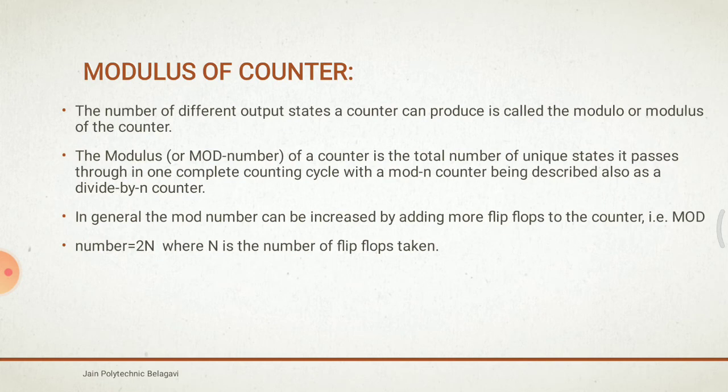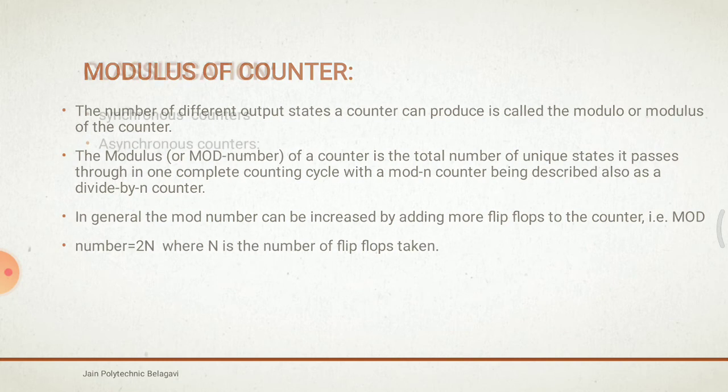Modulus of a counter: the number of different states a counter can produce is called the modulo or modulus of the counter. The modulus or mod number of a counter is the total number of unique states it passes through in one complete counting cycle, with the mod n counter being described also as a divide by n counter. It is also called the natural counter. In general, the mod n counter can be increased by adding more flip-flops to the counter, that is, mod number equal to 2^n, where n is the number of flip-flops.